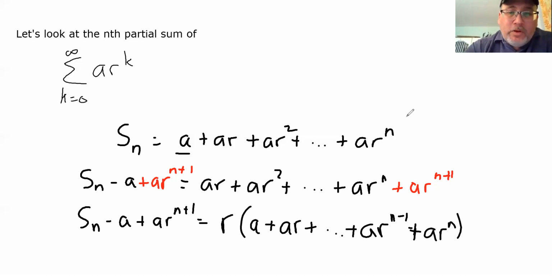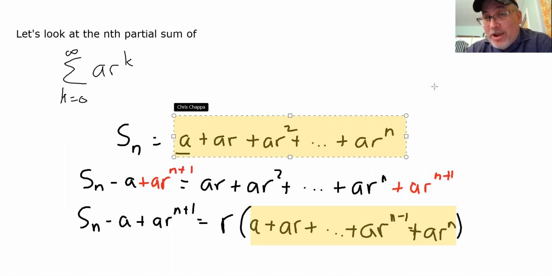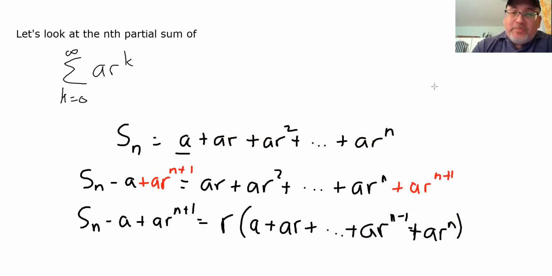Now, why is that useful? You recognize what's inside the parentheses. The expression inside the parentheses is precisely this. Granted, I didn't show the same terms. I didn't show the ar squared on the bottom, and I didn't show the ar to the n minus 1 on the top, but those are the same sums. And because they are the same sums, that means I can replace what's inside the parentheses with this. So let's replace what's inside the parentheses with that.